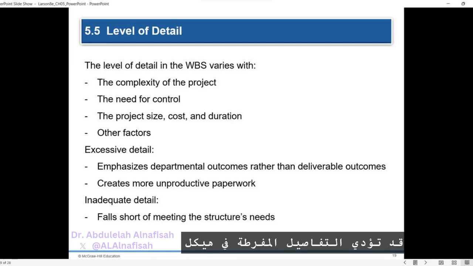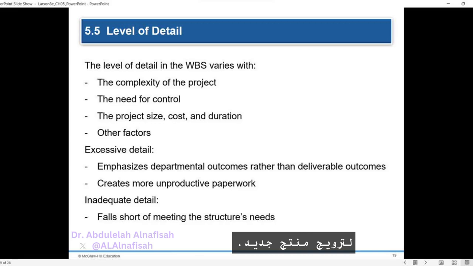Excessive detail in the WBS may lead to a focus on departmental outcomes rather than project deliverables and result in unnecessary paperwork. Conversely, insufficient detail may render the structure inadequate to meet specific organizational unit needs. The WBS provides flexibility, enabling participating organizational units to expand their portion of the structure to meet unique requirements. For instance, the engineering department may further break down their work into smaller packages based on electrical, civil, and mechanical components, while the marketing department may break down their activities by TV, radio, periodicals, and newspapers for a new product promotion.